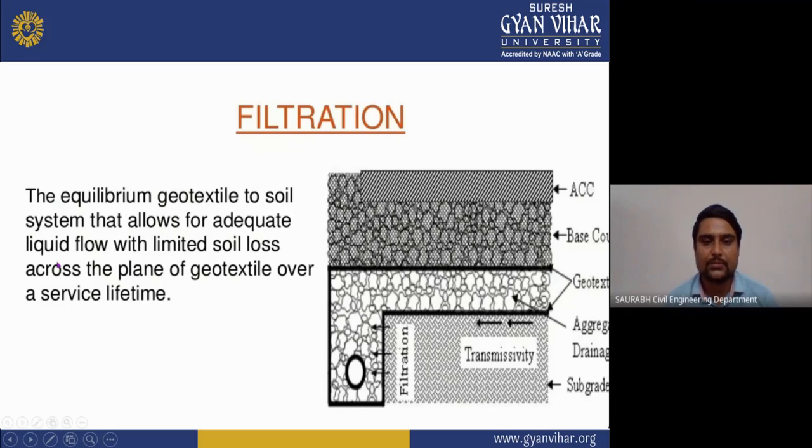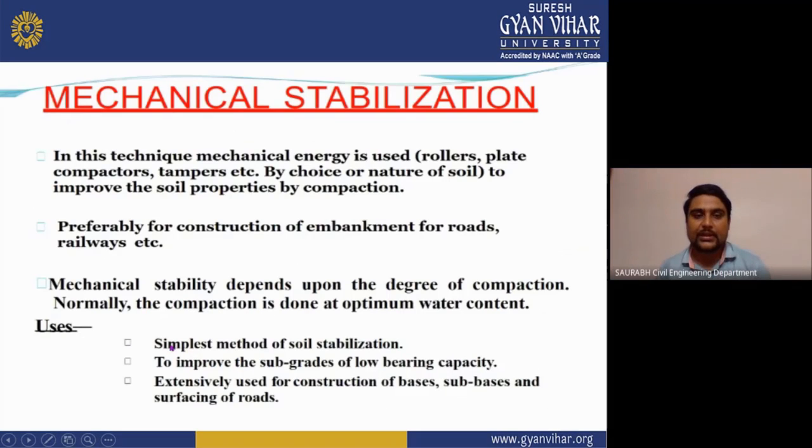As we know, it is an equilibrium geotextile-to-soil system that allows adequate liquid flow with limited soil loss across the plane of the geotextile over a service lifetime. So this was about the geotextile. Now, on to mechanical stabilization.